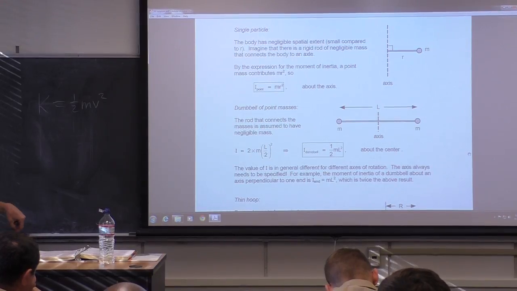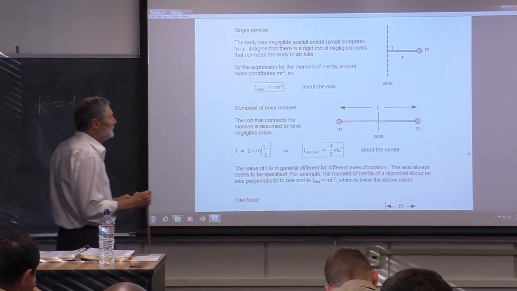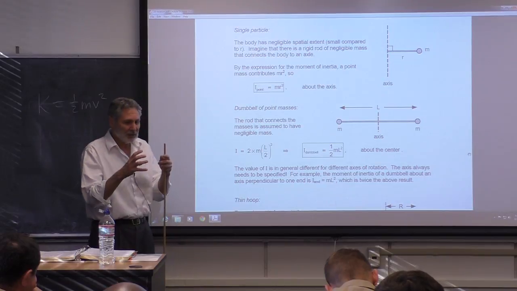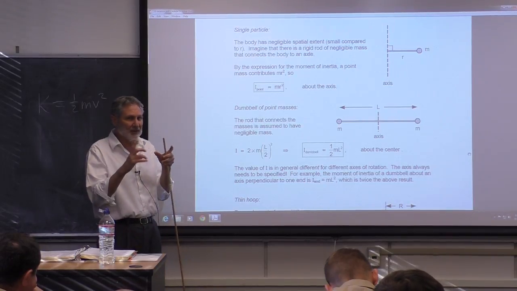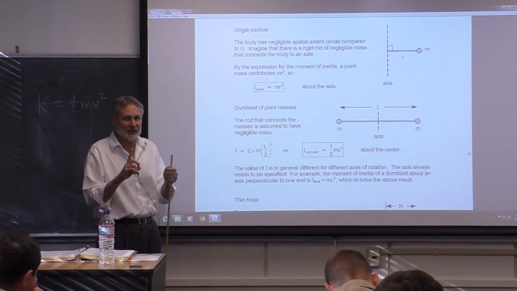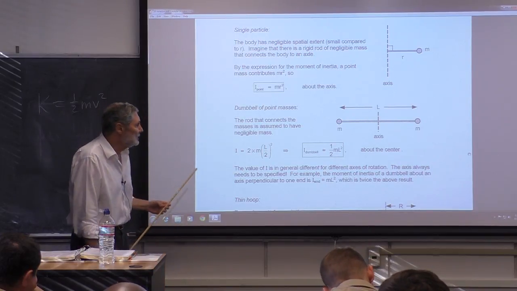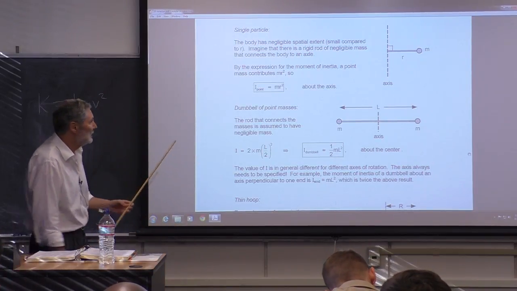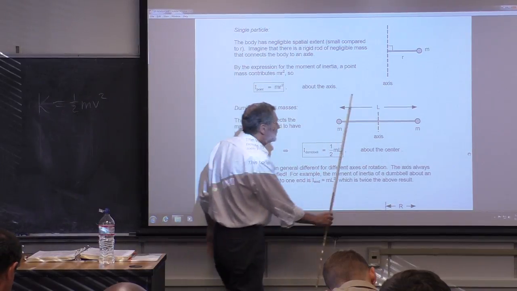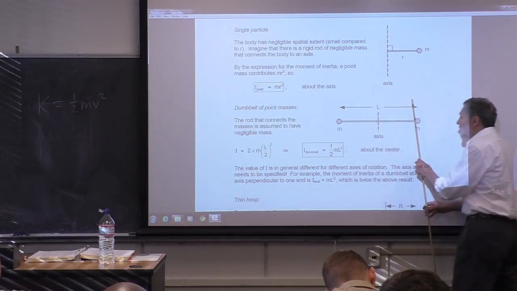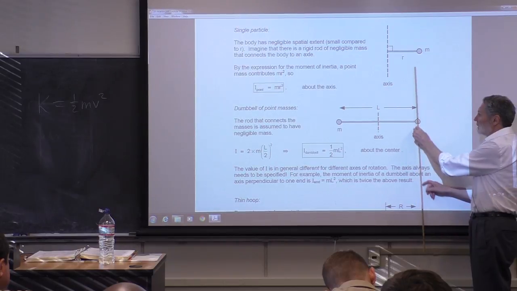Now, whenever we specify a moment of inertia of a body, it doesn't just depend upon the body, it depends upon the axis, because all the distances have to be measured from the axis of rotation, obviously, right? So you need to specify the axis. And here's a good example. What's the moment of inertia of the dumbbell about an axis here?